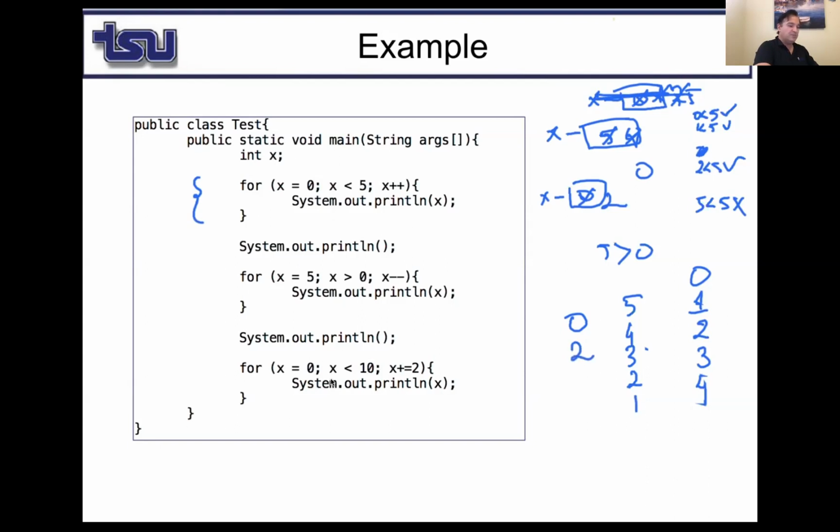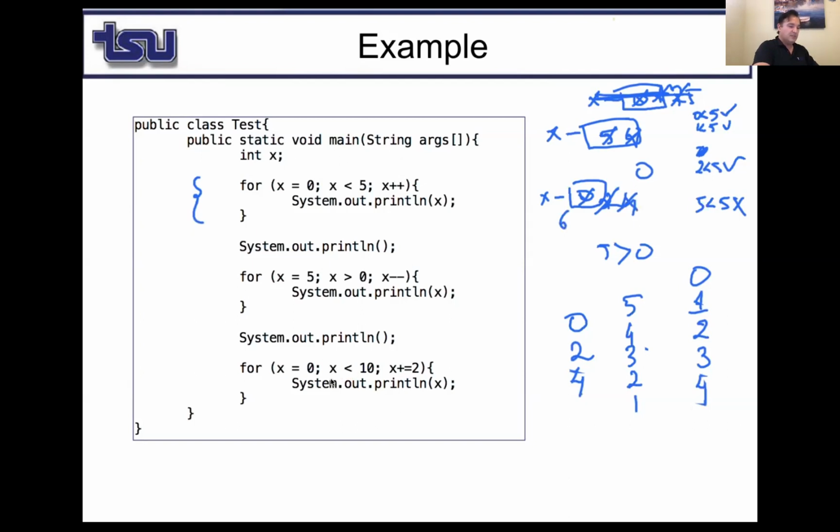And then it will update x by 2. That means x becomes 4. 4 is still less than 10. It will go inside, print 4. And then update it by 2, x becomes 6. Okay? 6 is still less than 10.